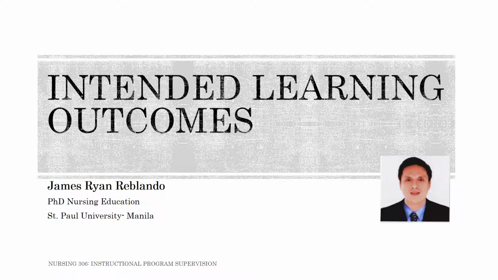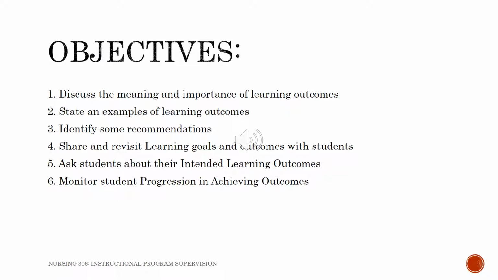I am tasked to discuss intended learning outcomes for our Nursing 306 Instructional Program Supervision. Objectives are the following. First, discuss the meaning and importance of learning outcomes. Second, state examples of learning outcomes. Third, identify some recommendations. Fourth, share and revisit learning goals and outcomes with the students. Fifth, ask students about their intended learning outcomes. Sixth, which is also the last one, monitor student progression in achieving outcomes.